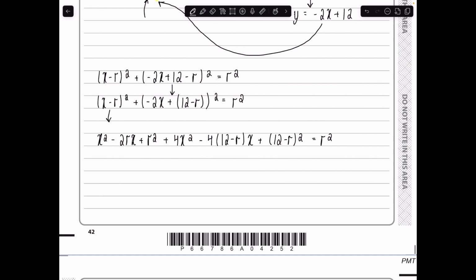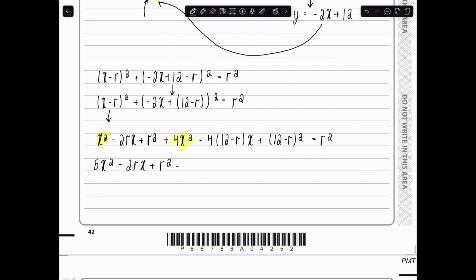So we've got a couple brackets that we still need to expand out. But before we do that, we can already simplify a little bit. So we've got x squared here, and we've got a plus 4x squared here. So we can just combine those really quickly. So we have 5x squared. Then we have minus 2rx plus r squared.